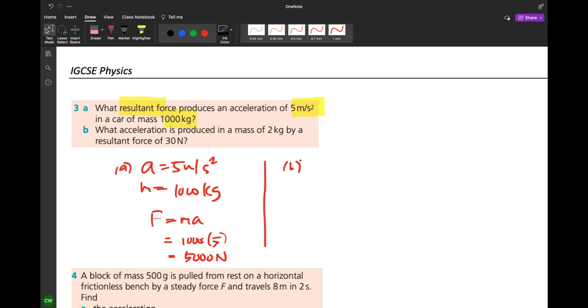A. What about B? Can you find the acceleration? What is the formula? How to get the answer? And what is the answer? Okay, F is MA again. Force is 30. Mass is 2. Acceleration is A. So what is A now? 15. What is the unit for 15? Meter per second square. Can or not? Meter per second square.